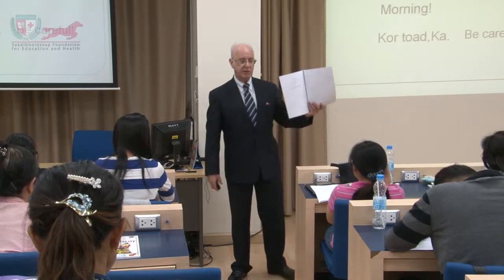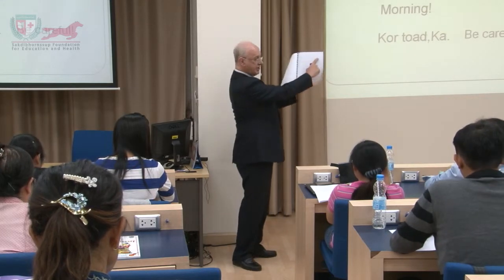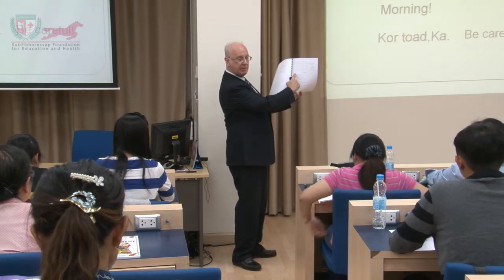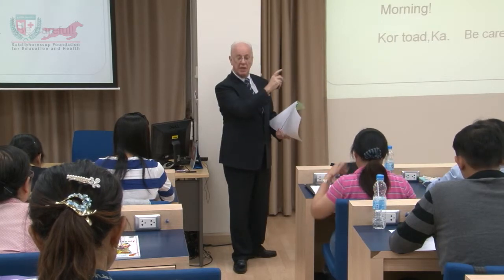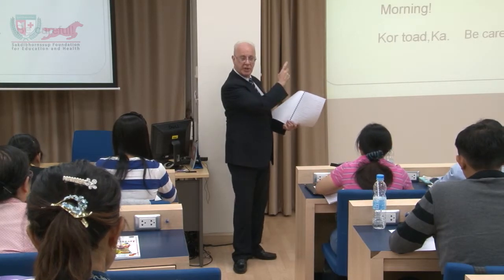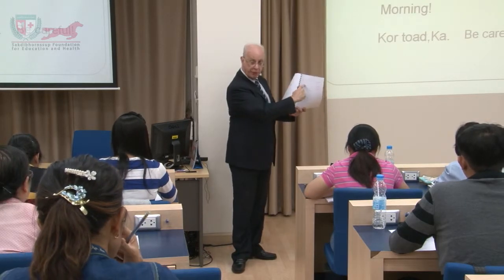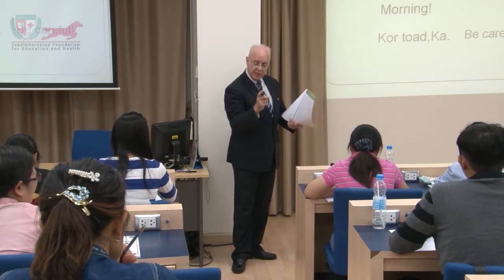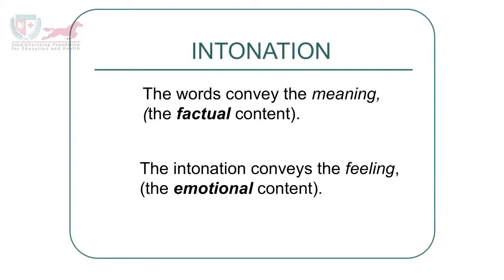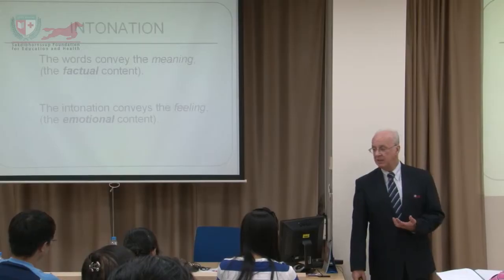Now, if you look at page 7 in your book, at the top of page 7, you've got this grid. Okay? We're going to put this on the screen, and then when you see what I put on the screen, I want you to copy it into your book. Think about where the voice moves. So we're going to look at how the words can convey the meaning. The words give the fact. The intonation shows the feeling.